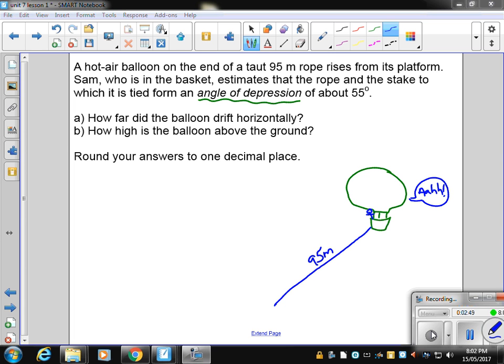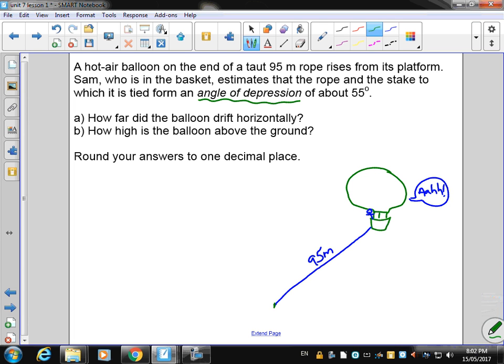All right, so Sam says that there's an angle of depression with this rope and the stake to which it is tied of about 55 degrees. So we know an angle of depression would be horizontal first and then downwards. So his angle of depression, and he's depressed because he's afraid of this crooked balloon, is 55 degrees.